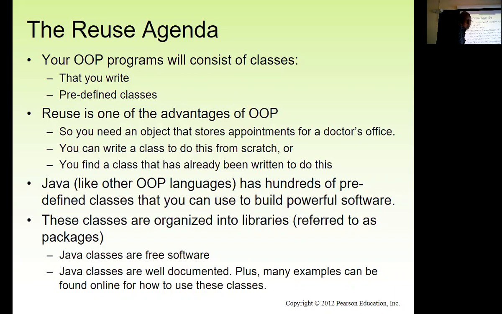So say we need an object that stores appointments, for example. You can write a class to do this from scratch, or you can find a class that has already been written to do this. Like other OOP languages, Java has hundreds of classes. And they are generally free, although I can't tell you that everything is free. But that's the philosophy of Java. Maybe some people have packages that they have written and want to resell, but all that we're going to show you is really free to use.